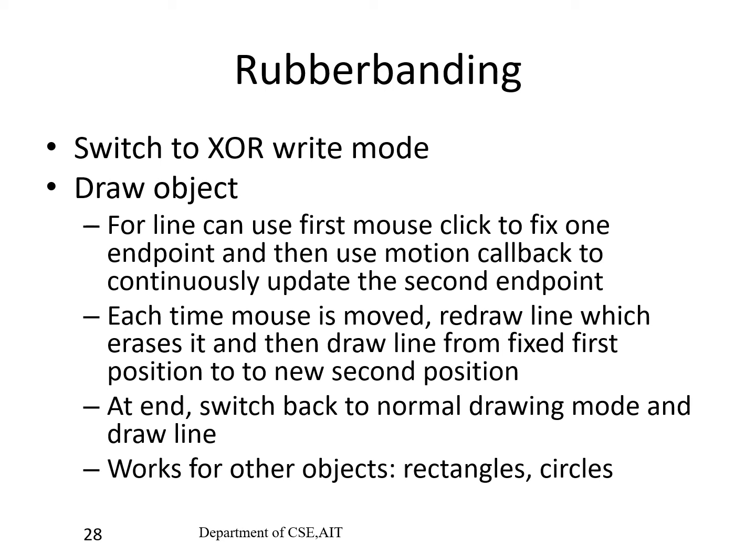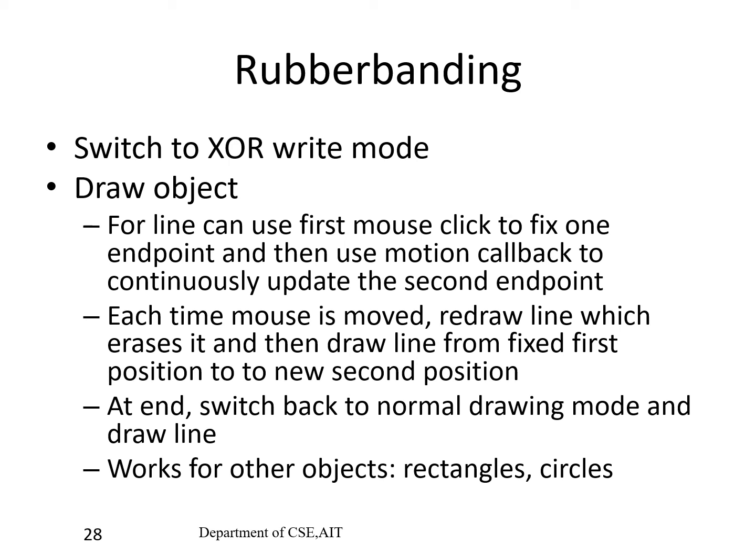So the rubber banding effect is: for a line, first you click at one particular endpoint, and then the second endpoint has to be updated. Every time the mouse is moved, the line will be redrawn: it will be erased, and then a new line from the first position will be drawn. From the first position to the next position, when you shift, there won't be continuity. The line will just disappear, and at the second point another line will be drawn.